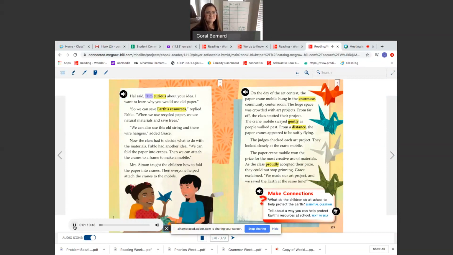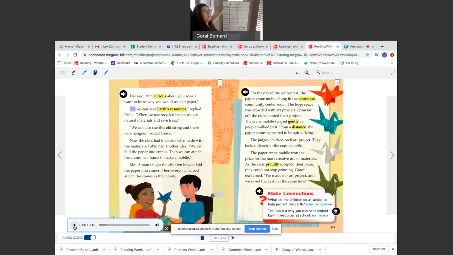Hal said, I'm curious about your idea. I want to learn why you would use old paper. Our next word is curious. Hal said, I'm curious about your idea. I want to learn why you would use old paper. If I'm thinking about the context clues, the words around curious, it tells me the answer. If you're curious about something, you want to know more. You're interested. So Hal says, I'm curious about your idea. I want to learn why you would use old paper. He's curious. He wants to learn.